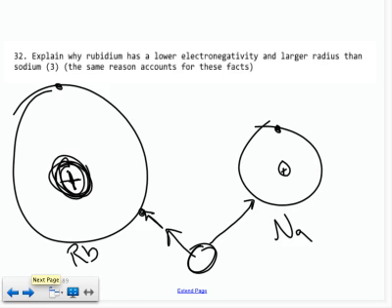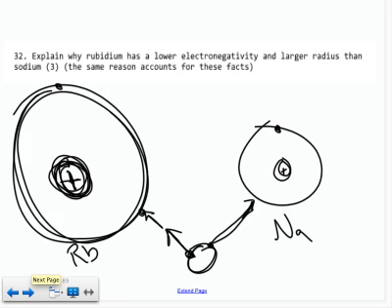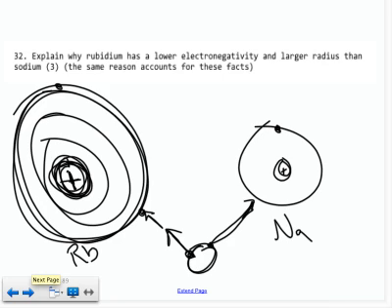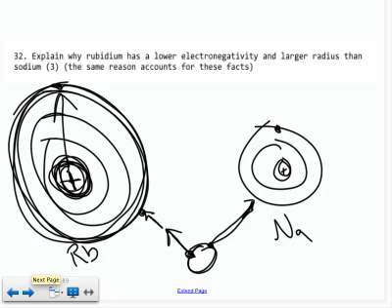So the nucleus of the rubidium atom is not going to be able to pull on these electrons as strongly as sodium is, because sodium's nucleus can get closer to those electrons. Rubidium's radius is bigger because it has more energy levels, more layers than sodium does. So the electrons on the outside are farther away. That makes it bigger. So rubidium has a larger radius because its outer electrons are on higher energy levels, and it has lower electronegativity because any electrons it's trying to attract are going to be farther away from the rubidium's nucleus.